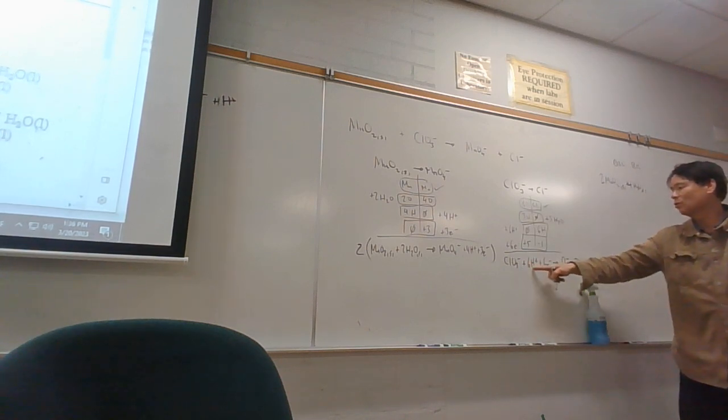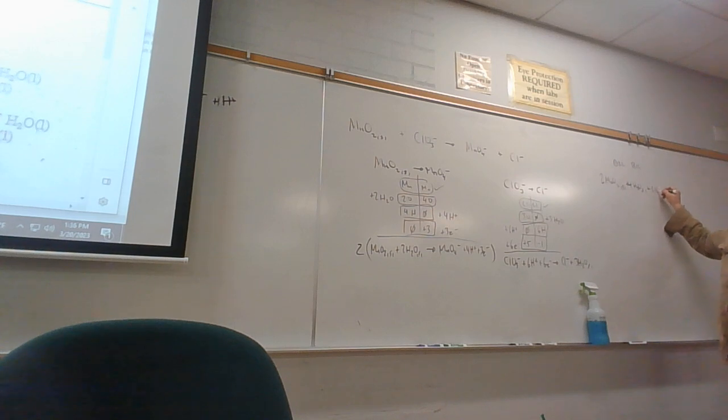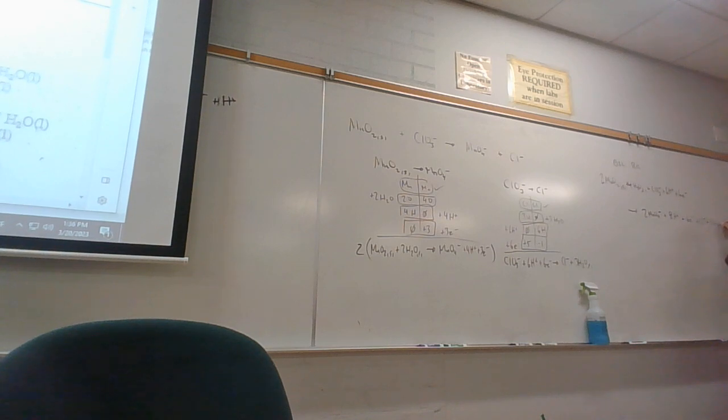Okay, then add these: chlorate plus 6H plus 6 electrons. So that's all the reactants. And then this is going to go to the products, which will be 2 permanganates plus 8H plus 6 electrons plus chloride plus 3 H2O.